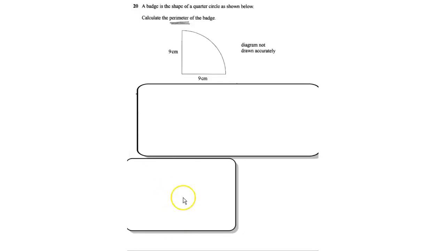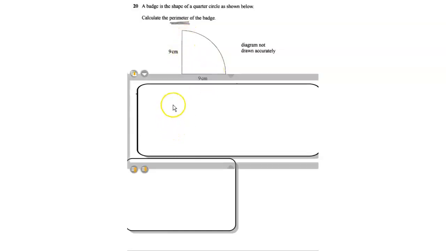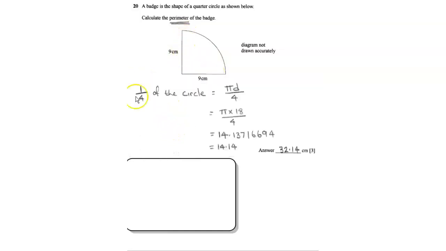So question 20. A badge is the shape of a quarter circle as shown below. Calculate the perimeter of the badge. So remember, perimeter is basically adding all your sides up. So we've already got two sides here, which is 9 and 9, which is the radius of this. So we need to know what the curved line would be.